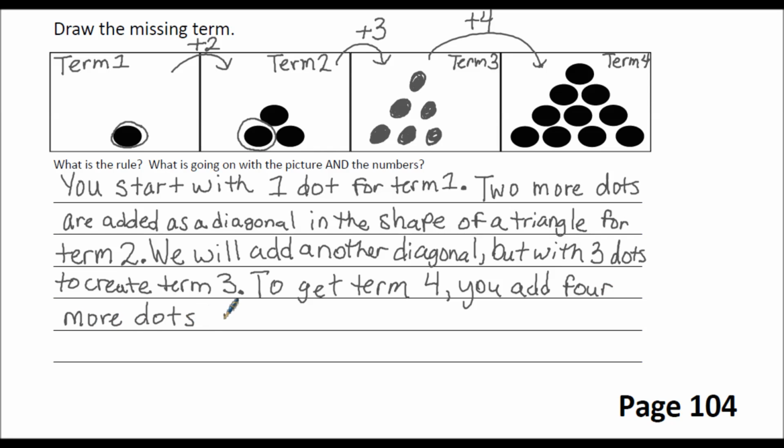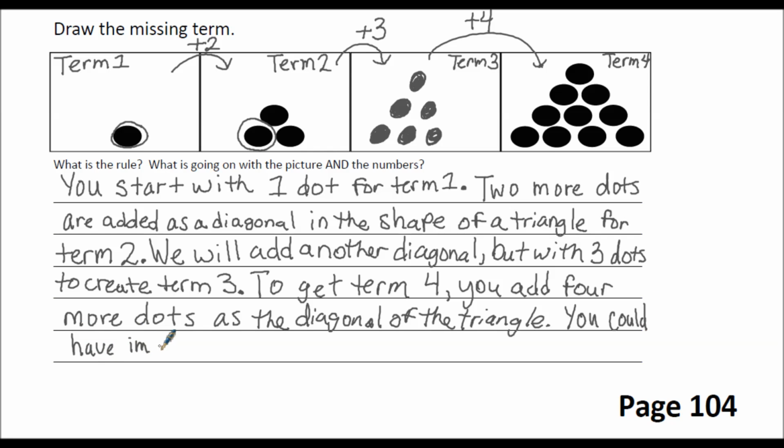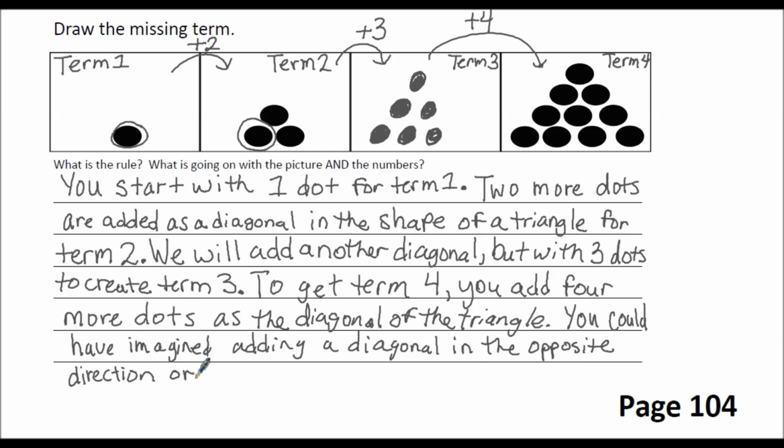And we're going to add these 4 more dots as the diagonal of the triangle. So we're adding them in the shape of a diagonal. Now, you could have thought of the first dot differently, and you could have imagined adding a diagonal in the other direction, or in the opposite direction, or adding a base or a row on the bottom of that dot.